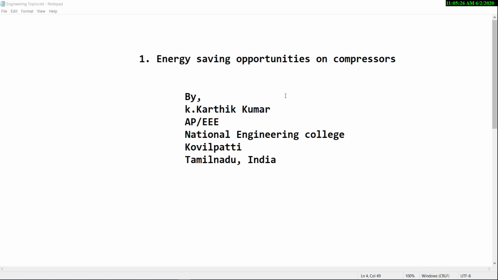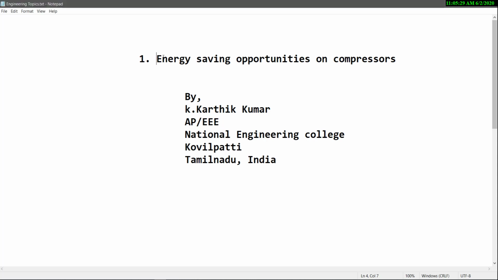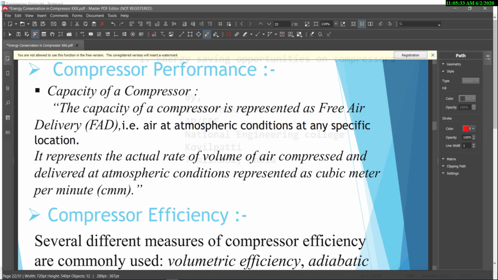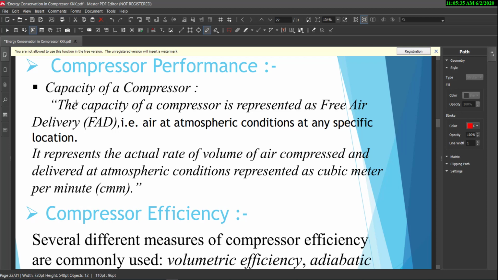Hi all. In this video we are going to see energy saving opportunities on compressors. That is compressor performance. The capacity of a compressor is represented as free air delivery, that is air at atmospheric condition. It will have a specific location and it represents the actual rate of volume of air compressed and delivered at atmospheric conditions, represented as cubic meter per minute.